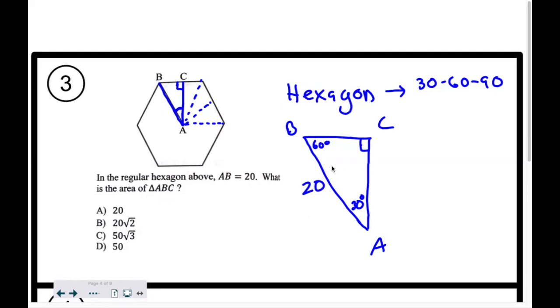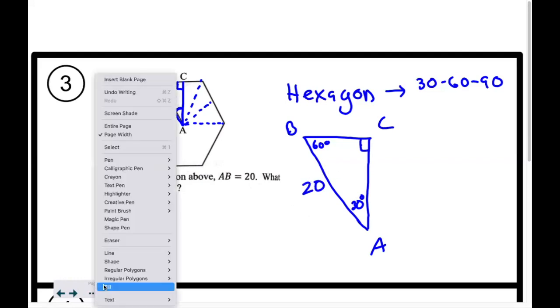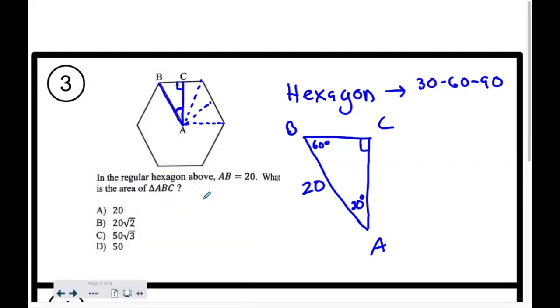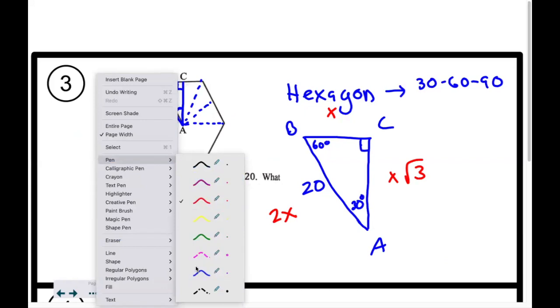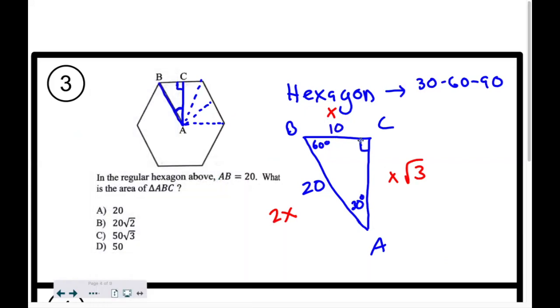So now we've got to use the ratio. If you look up the ratios on your reference sheet, we know that a 30-60-90 is going to be x is the short leg, the long leg is x root 3, and the hypotenuse is 2x. Well, if 2x is 20, then that means x is 10. So that means the sides of my right triangle are 10 and 10 root 3.